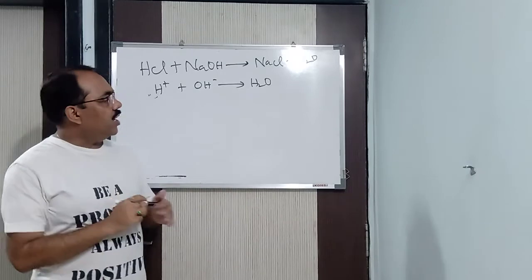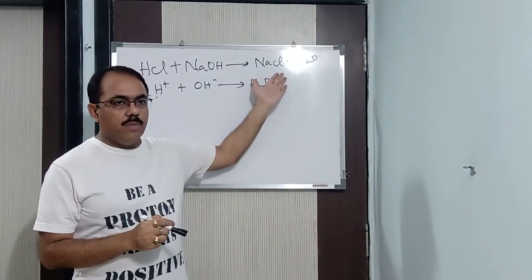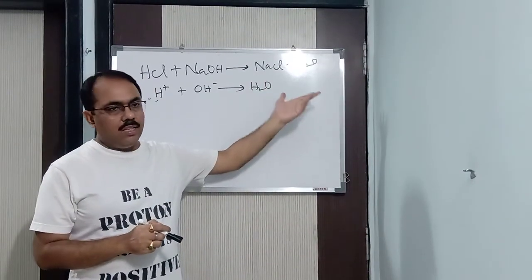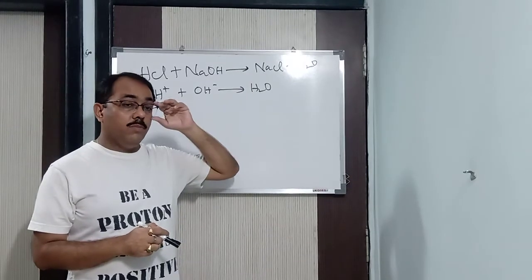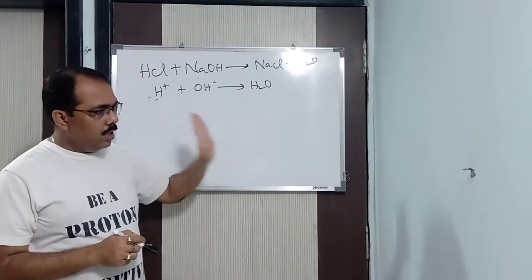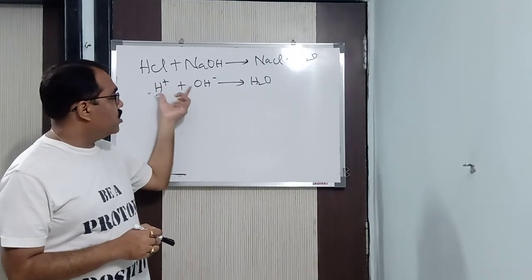How do you know? You take litmus solution, blue or red litmus, and it remains as it is. The color does not change. So it has been proved that it is neutral in nature. This is called the neutralization reaction.